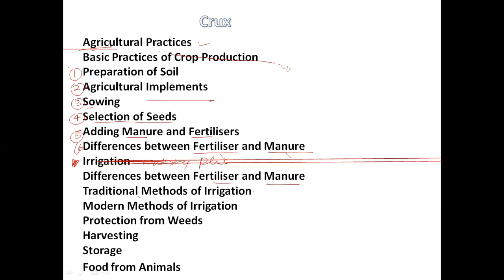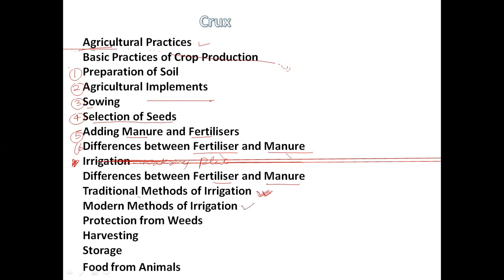And we will also take a look at what the traditional methods of irrigation were. You see, nowadays we have evolved new innovative methods to provide water to the plant. But in old ages, there were traditional methods of irrigation. We will also take a look at that. And we will also see what the modern methods of irrigation are.